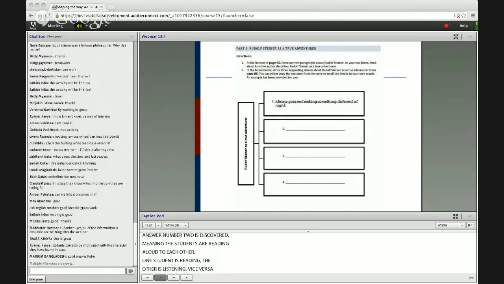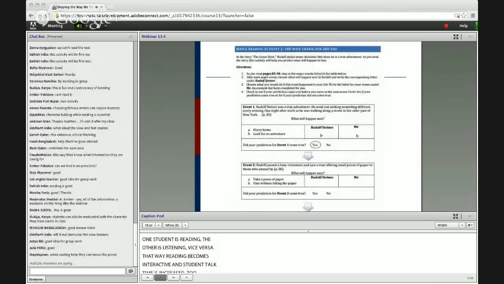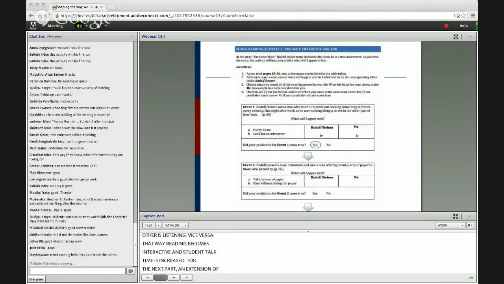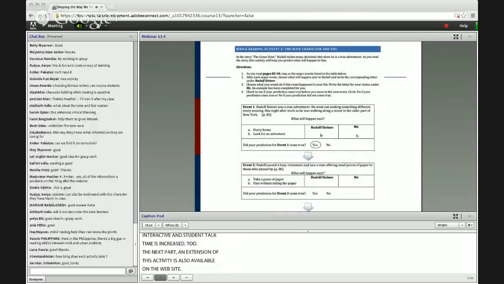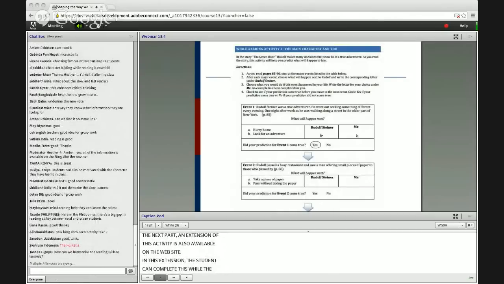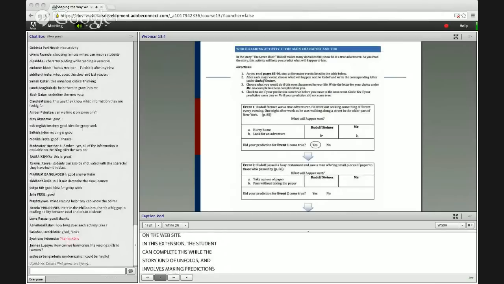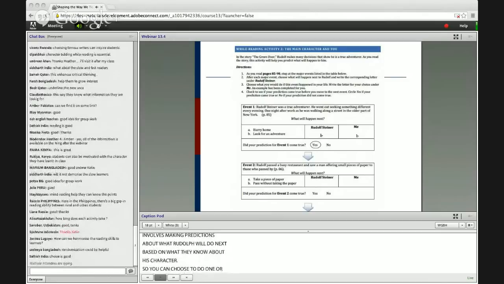Okay, let's move on to the next part. An extension of this activity is also available on the website. In this extension, the students can complete this while the story kind of unfolds. And it involves making predictions about what Rudolph will do next based on what they know about his character. So you could choose to do one or both of these activities with students, or you could have half the class do one and half the class do the other activity, depending on their level.